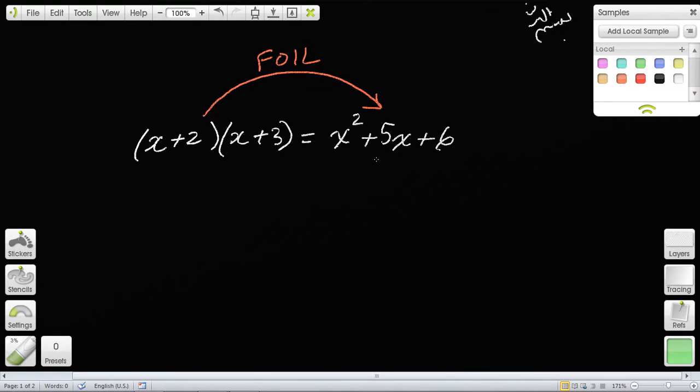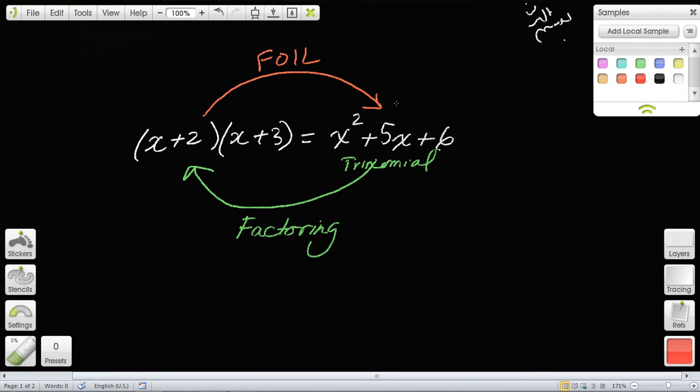Now, the reverse process, going from here to here, going from this trinomial, this is a trinomial, right? In other words, a 3 term expression, going from this trinomial to over here, this process is called factoring. Okay, so the opposite process of foiling is factoring. Factoring is kind of like unfoiling. Okay, unfoiling.